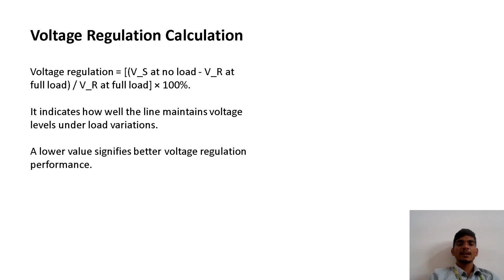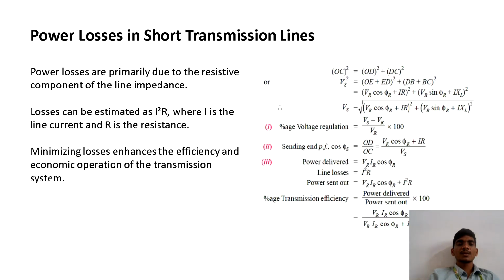Voltage regulation calculations. Voltage regulation equals the voltage at no load minus the voltage at full load, divided by the voltage at full load, into 100. It indicates how well the line maintains voltage levels under load variations. A lower value signifies better voltage regulation performance.